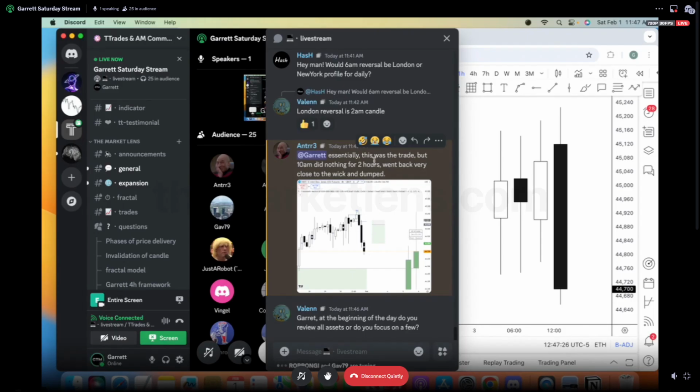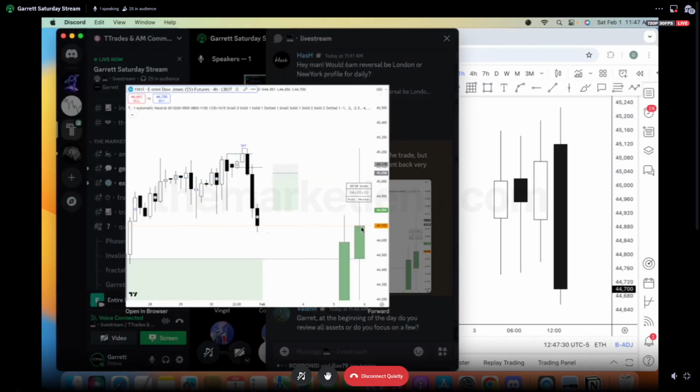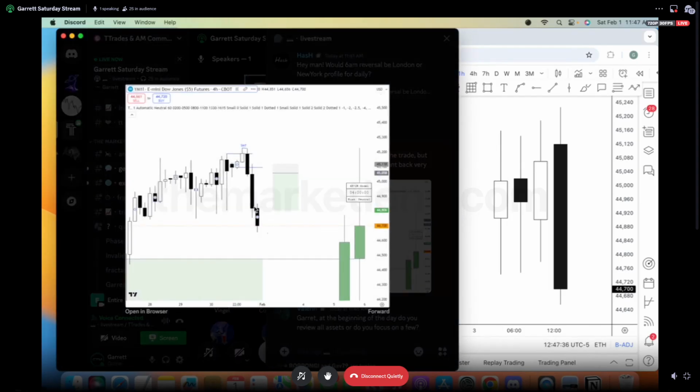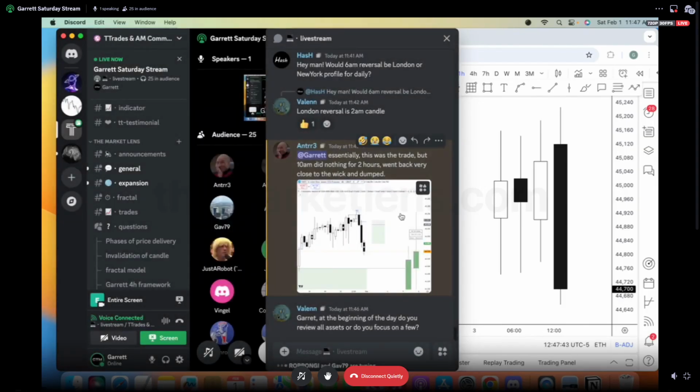Essentially, this was a trade, but 10 AM did nothing for 2 hours. That's just because after expansion, it hit that relevant level. See the space between these lows and these lows? It's very significant. Right? So you're gonna get some pause in the market. You're gonna wait for some key level to get hit for redistribution, really.